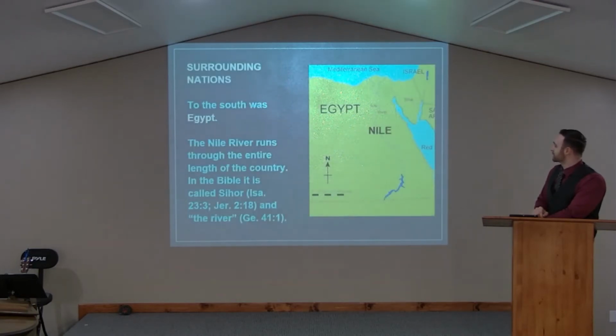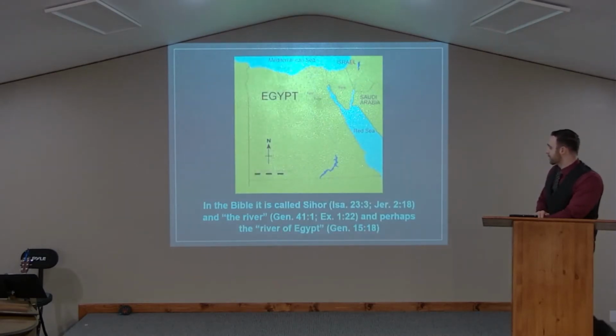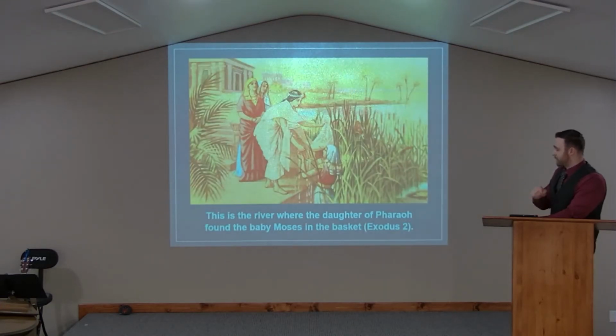Now down to the south, we have this prominent nation of Egypt that's frequently talked about in the Bible. We know the Israelites were there for 400 years in slavery. Through Egypt runs this very famous river called the Nile. It runs the entire length of the country. In the Bible, it's called a couple different things: Sihor, or the river. Also perhaps the river of Egypt in Genesis 15, but it runs all the way from the south all the way up to the north. The same river the daughter of Pharaoh put baby Moses in.